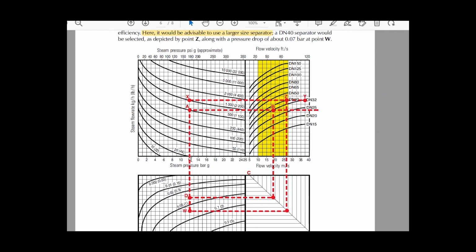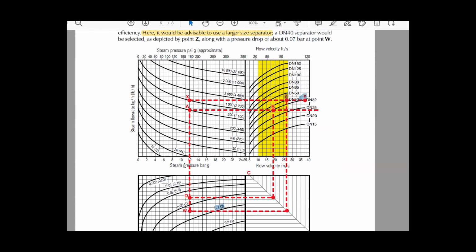So what if at the same operating pressure of 12 bar, I have to remove the water entrained in steam when the mass flow rate is 1000? So 12 bar intersects this curve of 1000, and I will hit DN32 outside of this shaded region. So this is an unsafe separator, and it has very low efficiency. So I have to increase the size of the pipe here to DN40 to be located in this shaded area.